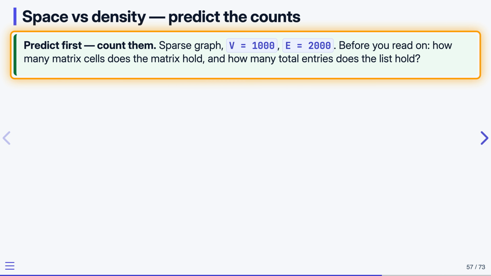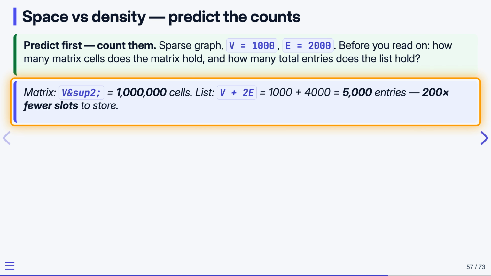Predict first. A sparse graph with V equal to 1,000 vertices and E equal to 2,000 edges. How many cells does the matrix hold, and how many total entries does the list hold? Pause and work it out. Here is the answer. The matrix holds V squared, which is 1,000,000 cells. The list holds V plus 2E, which is 1,000 plus 4,000, so 5,000 entries. That is 200 times fewer slots to store.